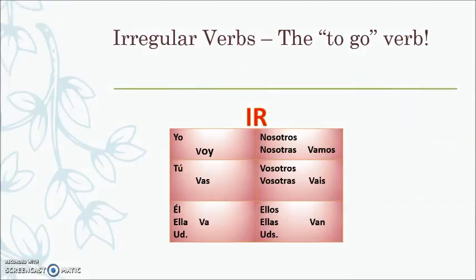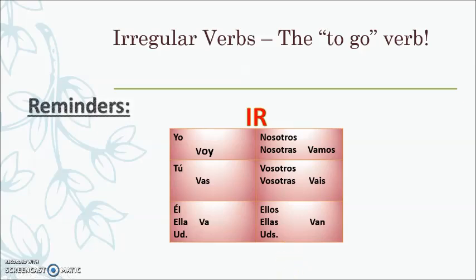Okay, moving on to our next irregular verb that we learned, which is the go verb. It is ir. This is another fully irregular verb. It is an IR verb, and it conjugates with a V. So you just have to learn it, practice it, and memorize it. So its conjugations are voy, vas, va, vamos, vais, and van.